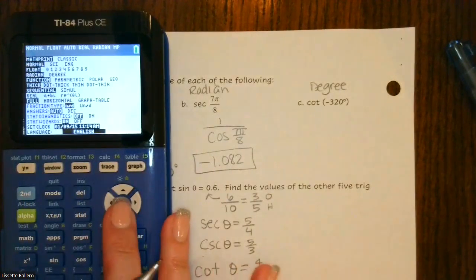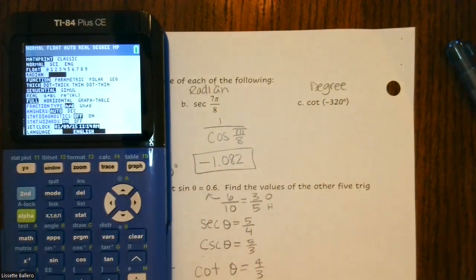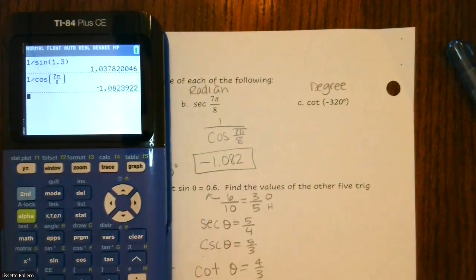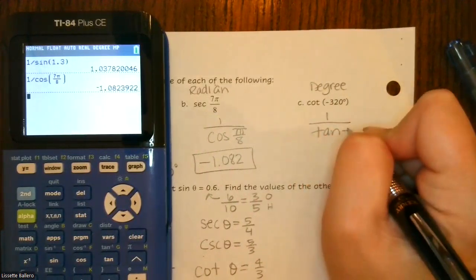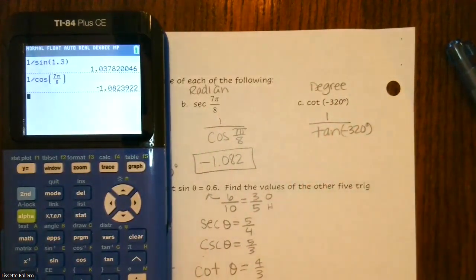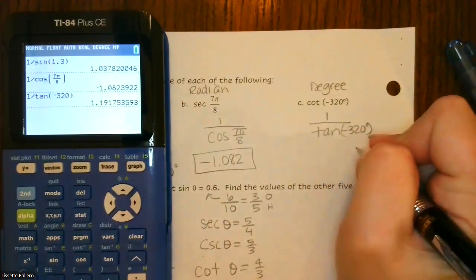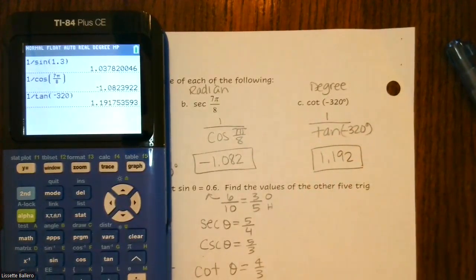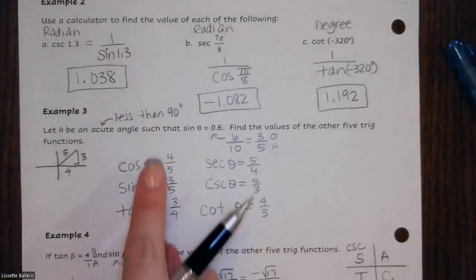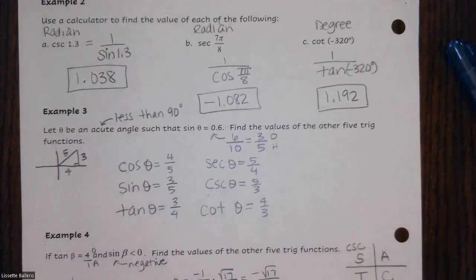For this last one, I do need to change the calculator mode to degree. And so now I'm ready to put this one in. Cotangent is the reciprocal of tangent, so I'm going to put 1 over tangent of negative 320 degrees. So 1 divided by tangent of negative 320, and we get 1.192. So that's putting it in the calculator for those reciprocal functions, trig functions. Make sure that you're able to draw the triangles, get all 6 of the different trig functions.